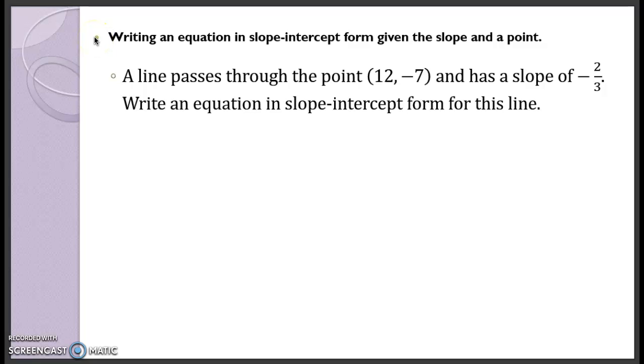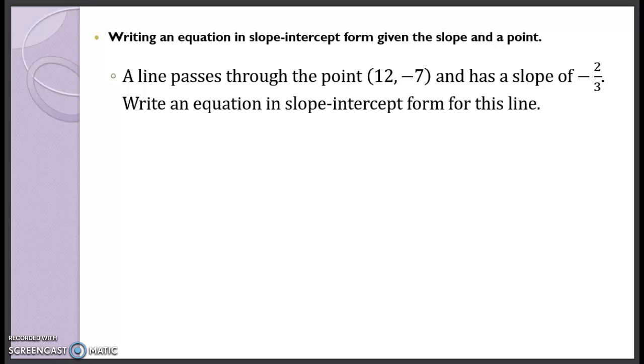Hey everybody! This video is going to go over the topic writing an equation in slope-intercept form given the slope and a point. So the question looks like this. A line passes through the point (12, -7) and has a slope of -2/3. Write an equation in slope-intercept form for this line.